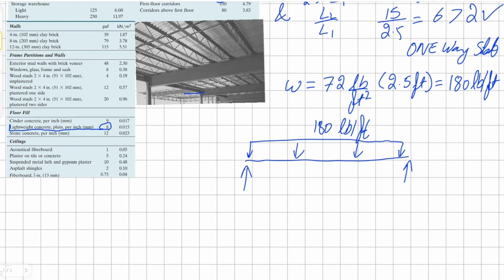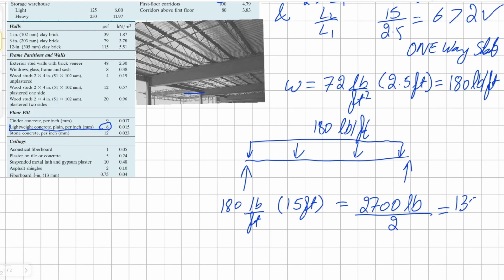So let's do that. In order to solve this, we would need to multiply our uniform load, which is 180 pounds per foot, times the length of the joist, which is 15 feet. This comes up to 2,700 pounds. And we know this is the total load or force. If we divide it by 2, we would get 1,350 pounds, and that would be our solution to the load on each connection of this joist.